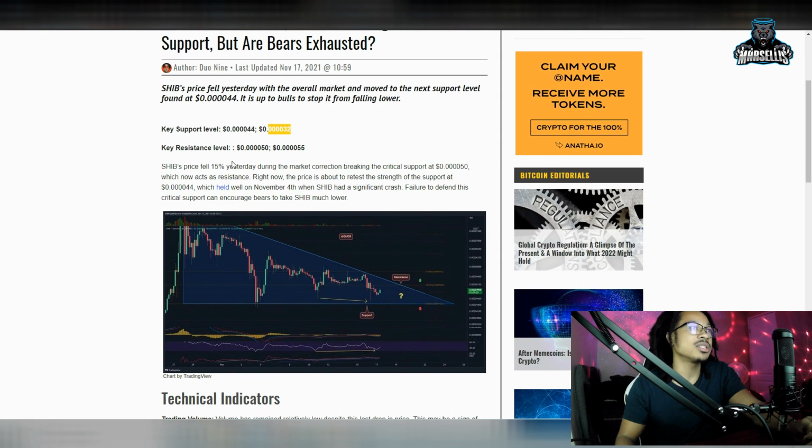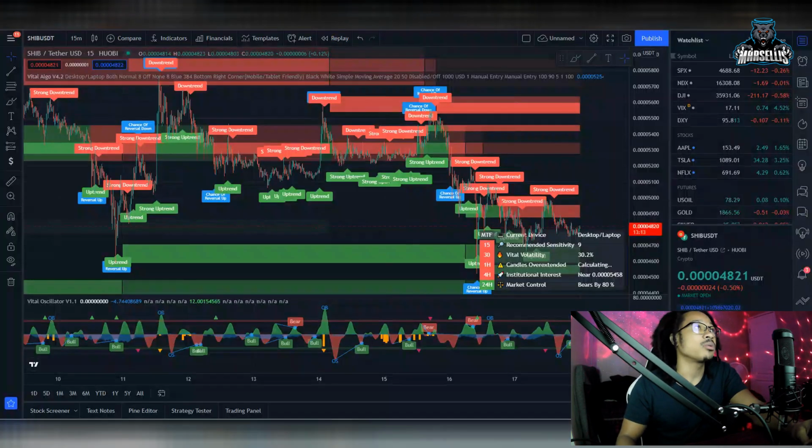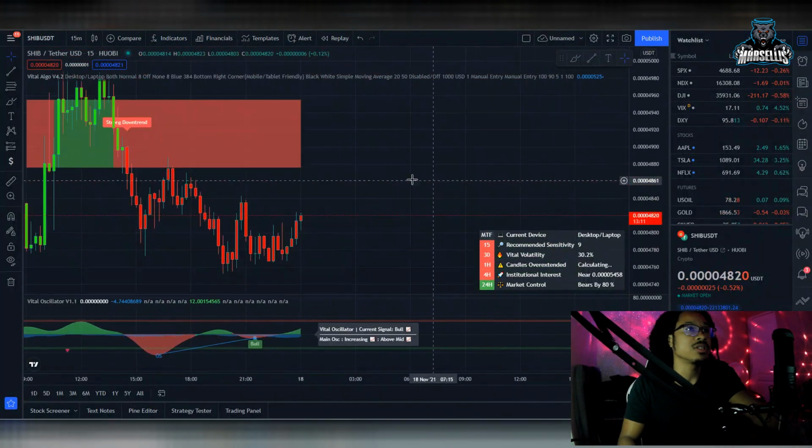So our key resistance levels would be 4 zeros 50, 4 zeros 55. So those are the key levels that we have here now. Now it looks like we're trying to get up to here to the next resistance levels.